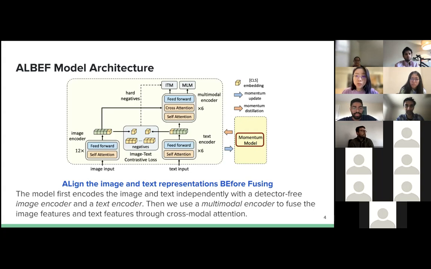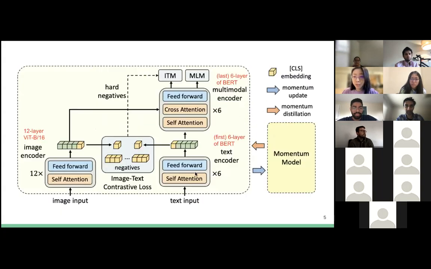And now to look at the structure of our model in a little more detail, I wanted to tell you how these models are initialized. So the image encoder uses the vision transformer, and it's initialized using the 12-layer ViT-B/16, while the text encoder uses 6 layers of BERT. So it's actually initialized using the first 6 layers of BERT base, while the multimodal encoder uses the last 6 layers of BERT base.